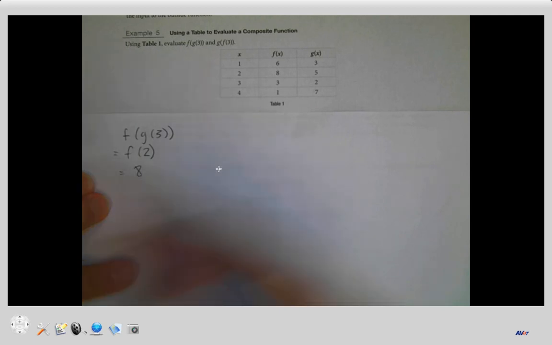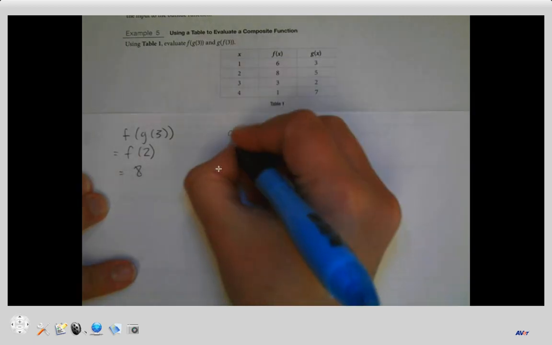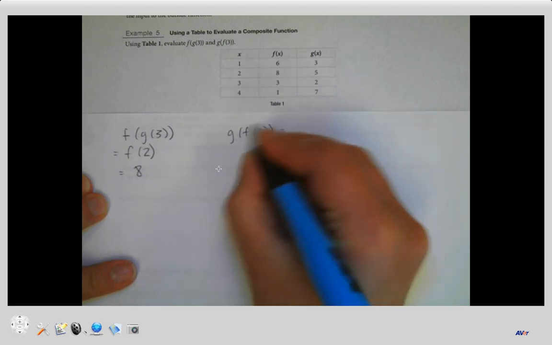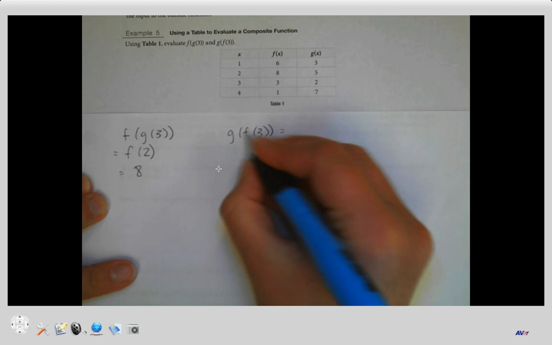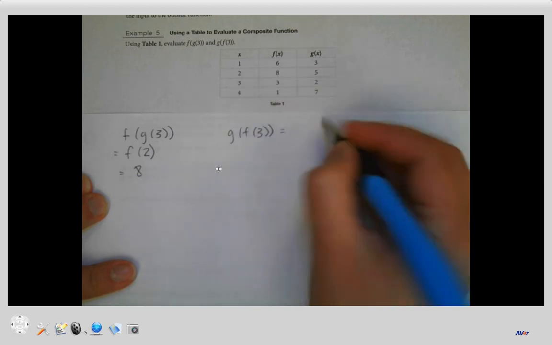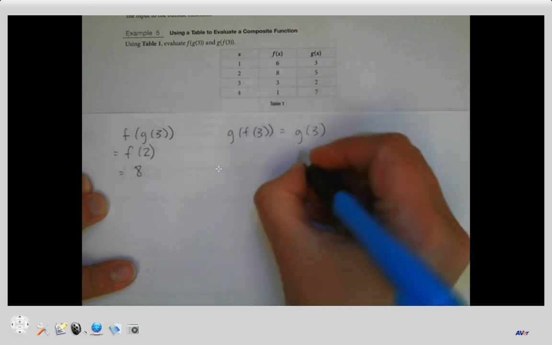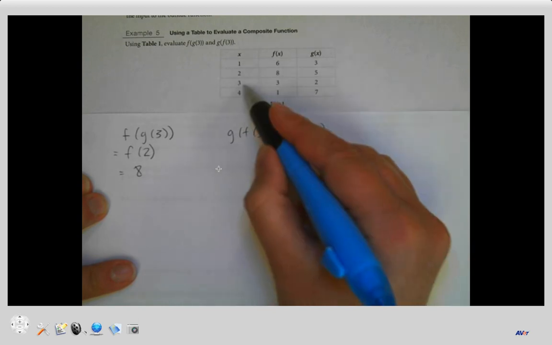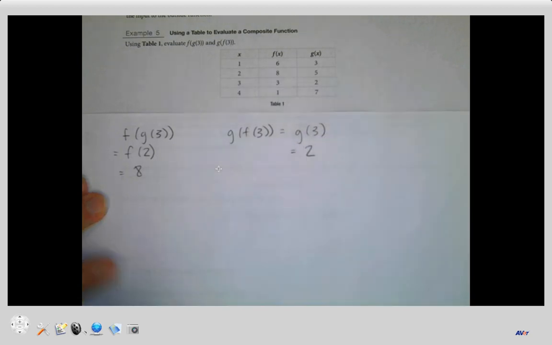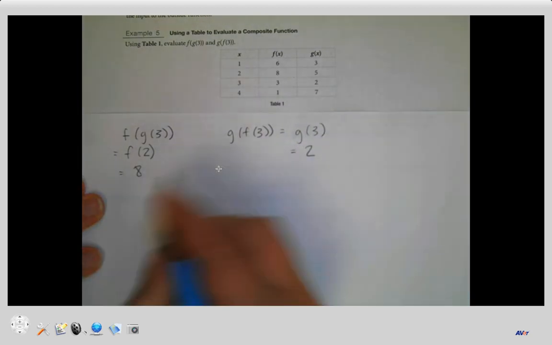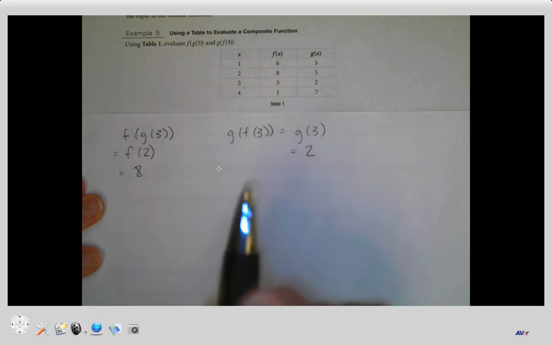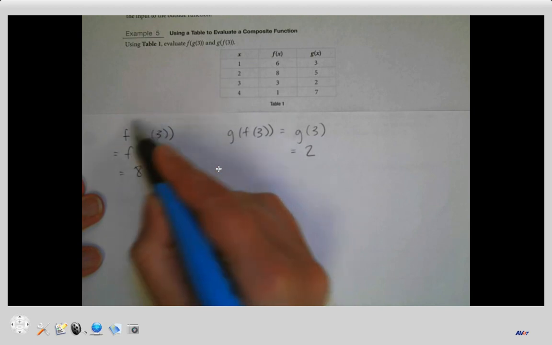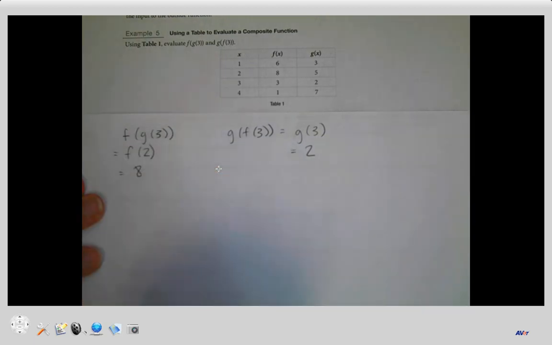How about g of f of 3? Let's first evaluate f of 3, the internal function. f of 3 is 3, so that's going to be equal to g of 3. Then we evaluate g at 3. The input is 3, the output is 2. So as we expected, these values don't match. The important thing to remember is we evaluate the internal function first and get the output, and then we evaluate the outside function at that value.